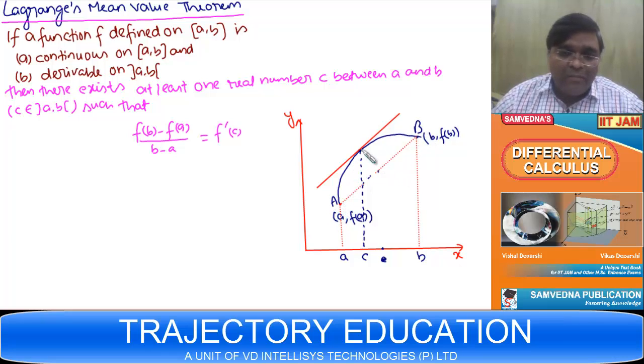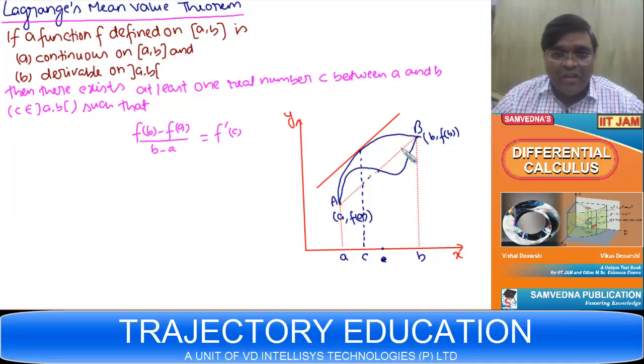So this is point a and b. There will lie at least one point between a and b where if I draw the tangent at that point, then the slope of this tangent is same as the slope of this chord, or I can say the tangent will be parallel to this chord. The slope of the tangent is represented by f dash c, means slope of this line and slope of this line will be same, they will be parallel to each other. So there will always exist a point.